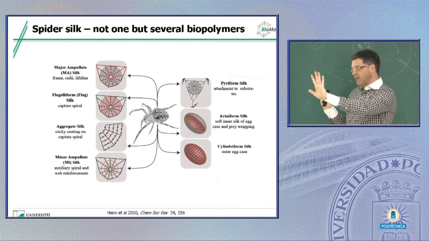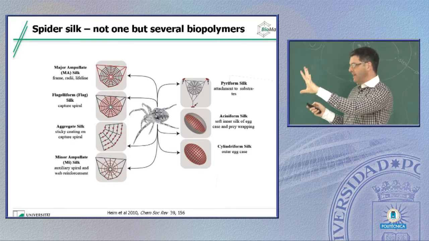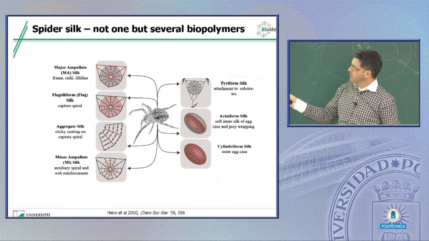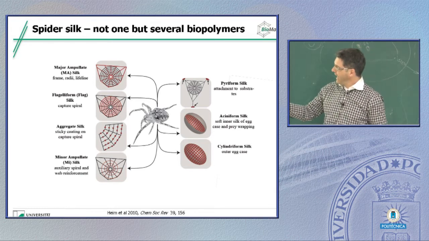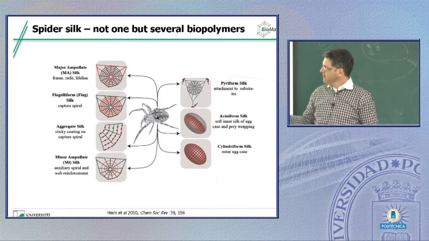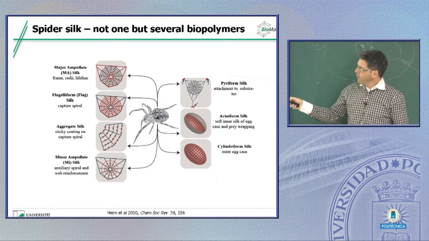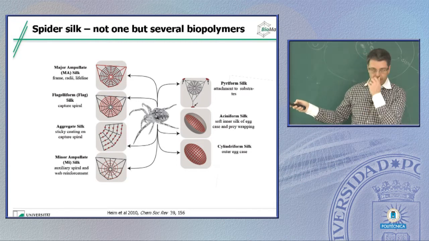If you just touch that web, you will find it's sticky, it's gluey. But this is not the fiber itself. It's a glue coming from a third gland, from the so-called aggregate gland. It's the aggregate silk, and that is forming the sticky coating on the capture spiral, on the flagelliform silk.